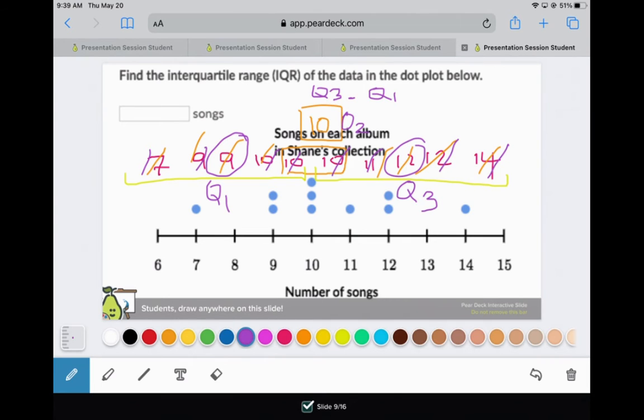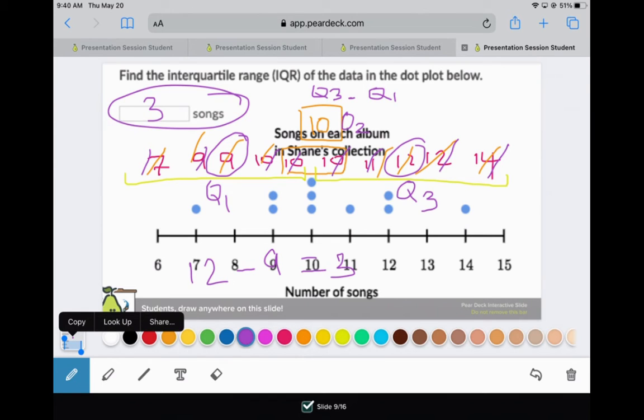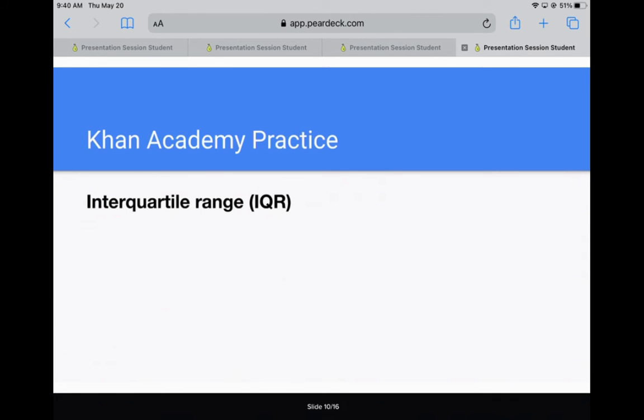So to find the interquartile range, I take Q3, which is 12, minus Q1, which is 9, and that gives me 3. So 3. I'm going to pause for questions, and if you need to copy this down. All right then, so that example is for this practice titled interquartile range. You will see that listed there.